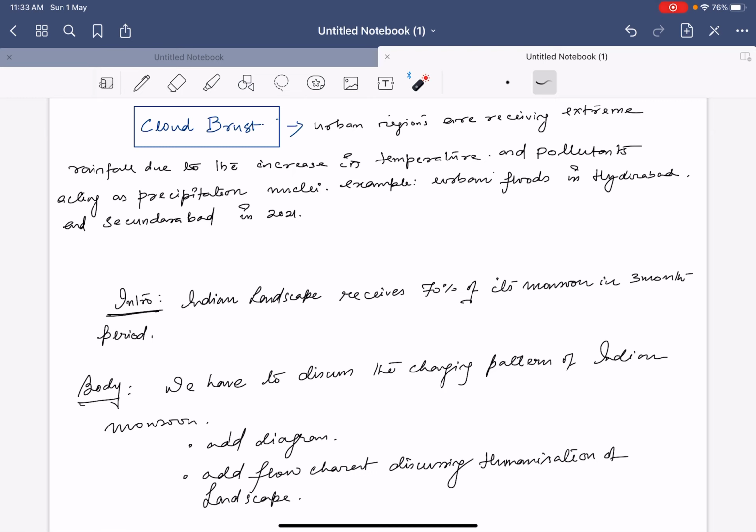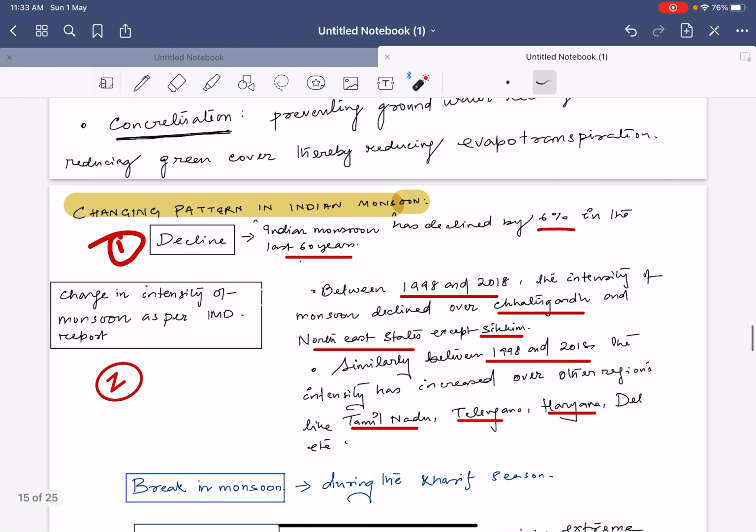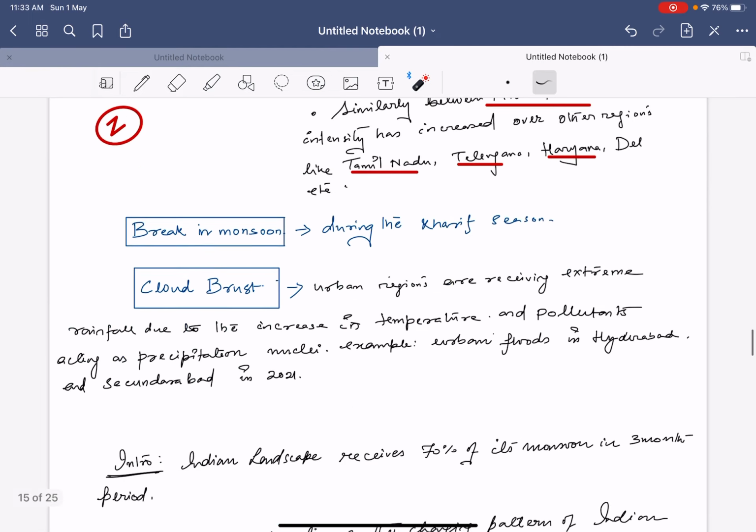Then considerable time and marks will be reduced. You will reduce your time to give a proper answer, and you will reduce your marks. So focus on how the intensity of monsoon has changed, or how the pattern of the Indian monsoon has changed. This is how you need to write the question.